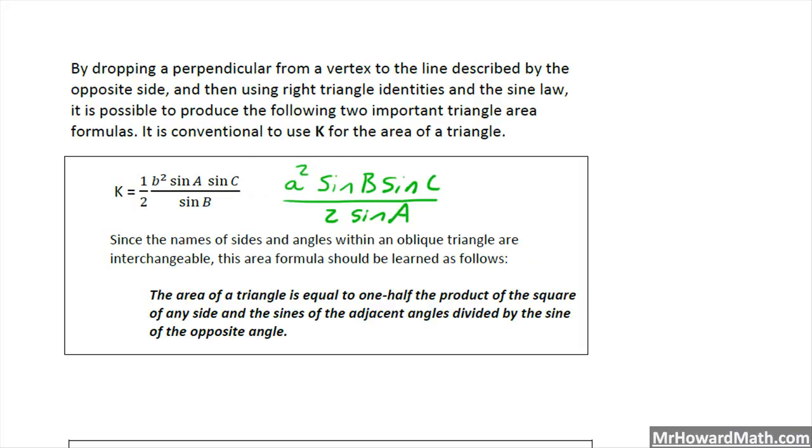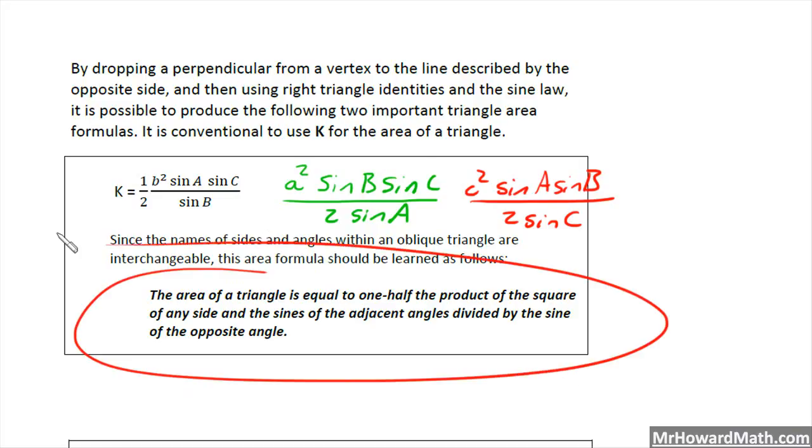And we could also write it this way. Instead of a B squared or an A squared here, we can use C squared. So it would be C squared, sine of the other 2 angles, so sine A, sine B, all over 2 times sine of C. So these are 3 different area formulas that will still give you the area of a triangle. Depending on what information you have, you can rearrange the formula. That's what they are trying to tell you here.